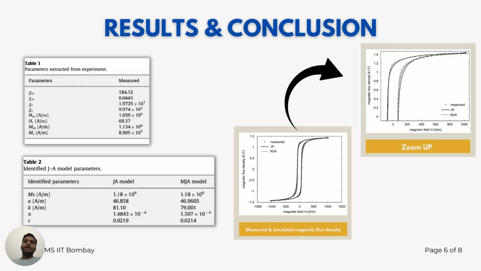Okay, now if we come to the results and conclusions, in table 1 you can see the experimental values of all the parameters. And in the JA model, table 2, we can see the identified parameters using our techniques, right? And if we see the graphs, we can see great agreement between the experiment and the parameters found from the false position method. If we zoom in on this half graph, we can see that the best fit curve of the modified Jiles-Atherton model is from the false position method, right?